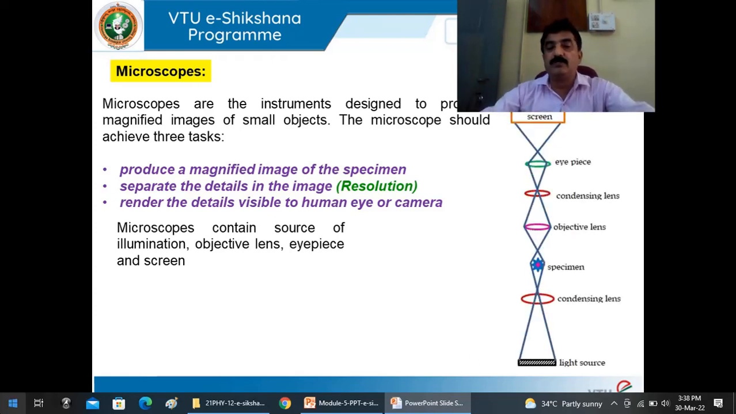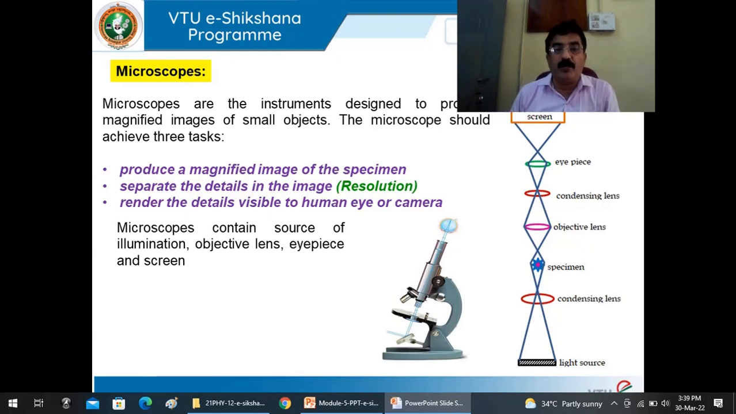So a microscope looks like this. First of all, I go from bottom to top. Bottom, this is a light source, and then a lens, and then the object under study, a lens very close to the object, and then another lens, condensing lens, eyepiece, and finally screen. This is the schematic sketch of a microscope, and this is a typical microscope that you use in the biology lab. Here light is coming from the source, object is kept here, and from the object light reflects, enters into the telescope, and finally it forms image on the retina. This is a microscope schematic sketch.